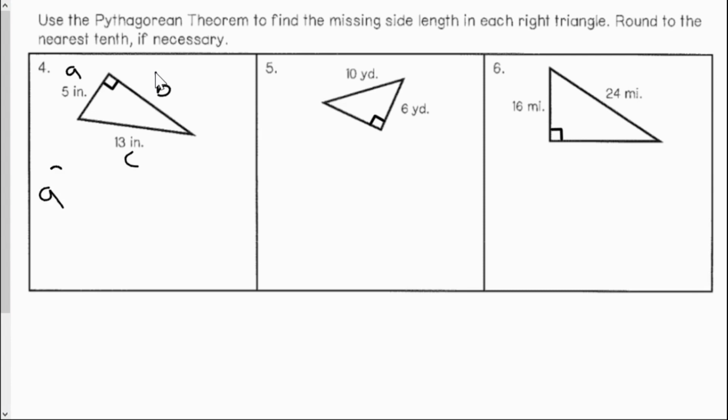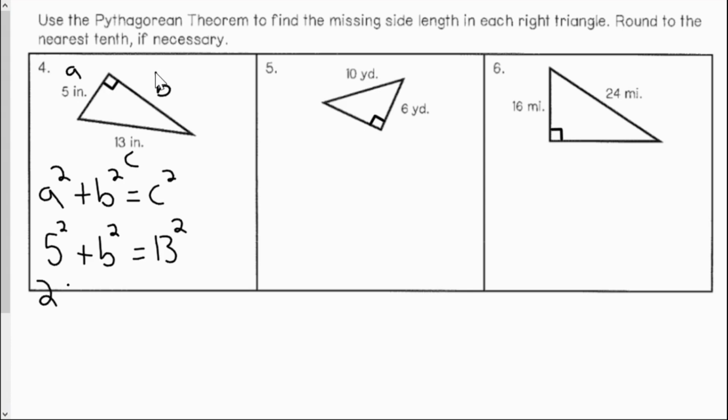So again, my Pythagorean theorem says a squared plus b squared will equal c squared. So a squared is 5 squared. I don't know b, so I'm going to leave that as b squared. And c is 13, so I will call that 13 squared. 5 squared is 25. My b squared stays as it is. And 13 squared is 169. I will take away my 25 from both sides. So b squared will equal 144.